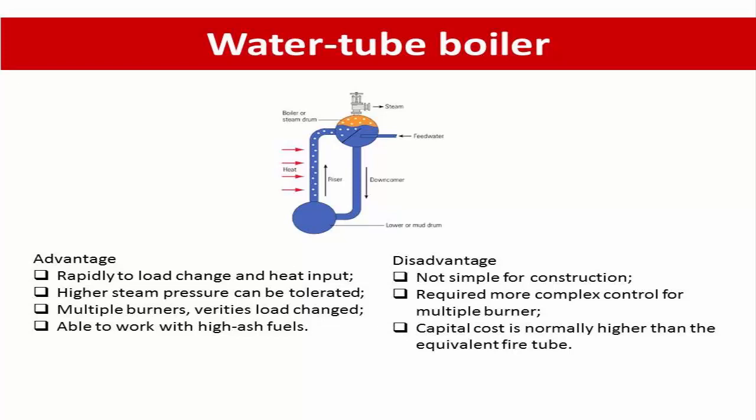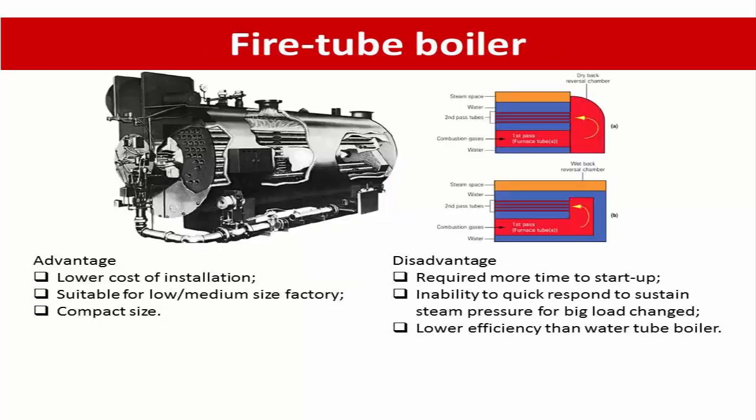They are not as simple in the package form as the shell boiler, which means that more work is required on site. The option of multiple boilers may give flexibility of operation. However, more burners means complex control systems are necessary, and the capital cost is normally higher than the equivalent fire tubes boiler. What is the fire tubes boiler?